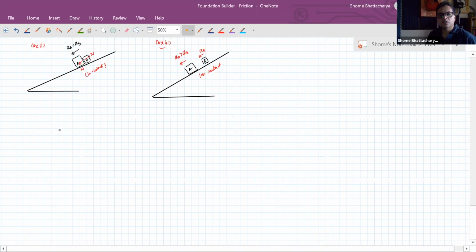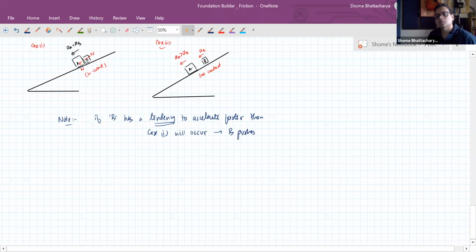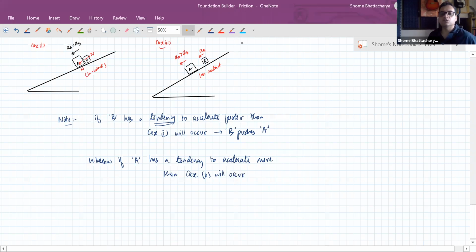So the most important thing is that if B has a tendency to accelerate faster, then case 1 will occur, that is B pushes A. Whereas on the other hand, if A has a tendency to accelerate faster, then case 2 will occur. Very simple. Okay. So now we have to just gauge which of the two things is happening.